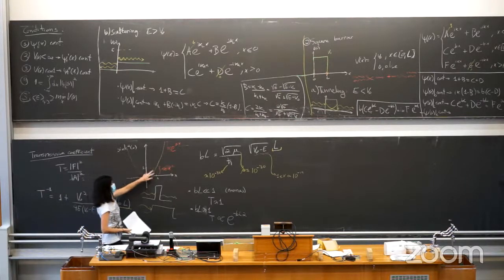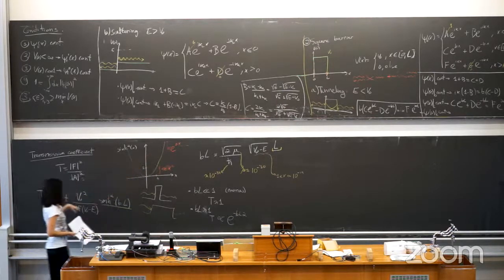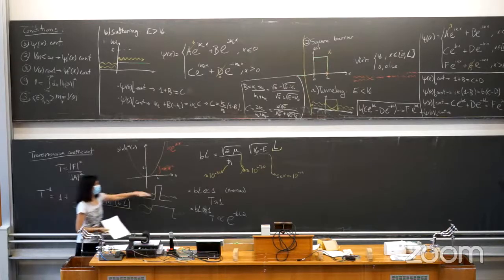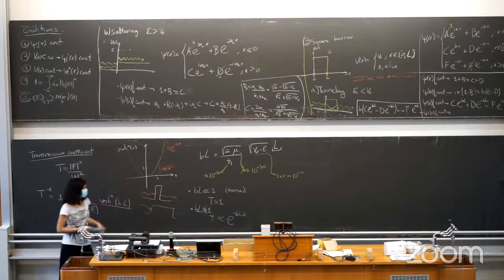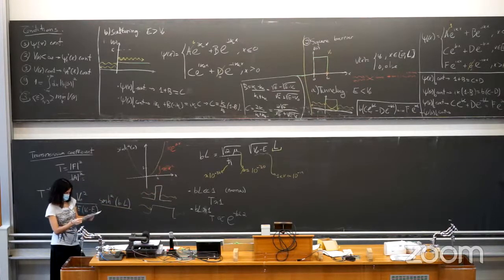T will still decrease monotonically with this thing inside here, BL. Nothing too strange happens apart from the fact of having a particle crossing walls.